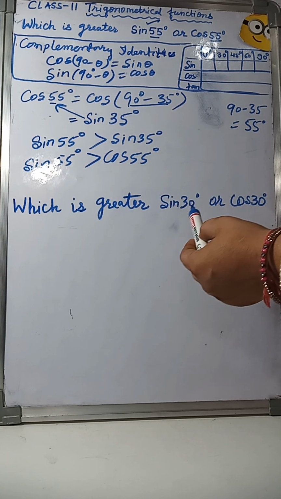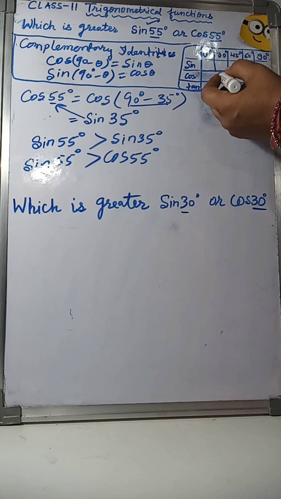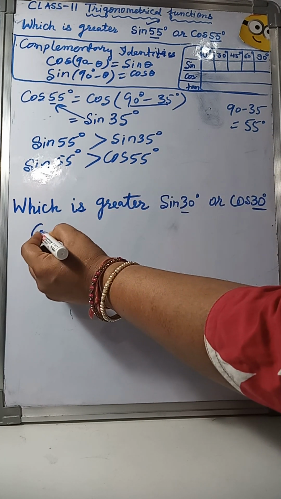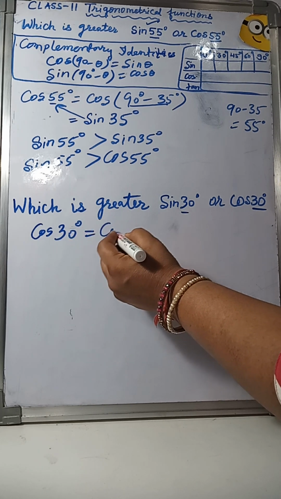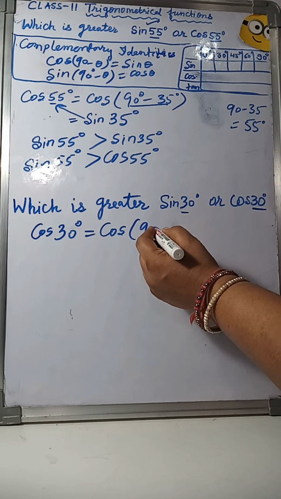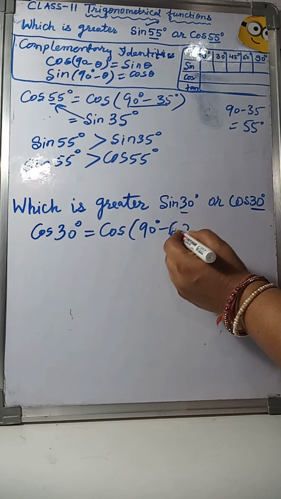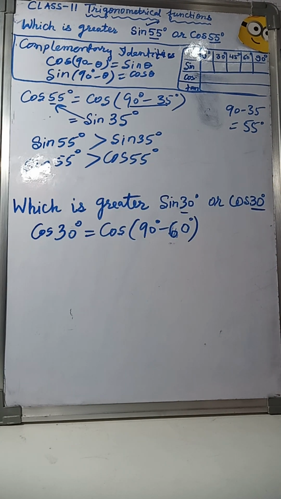Second one, which is greater, sine 30 or cos 30? Here both angles are same. So how can you say that? You know the value of this also, but in complementary method, how can you say? Again, first take cos 30 degree. Cos 30 you can write like that, 90 minus 60. 90 minus 60 is equal to 30.